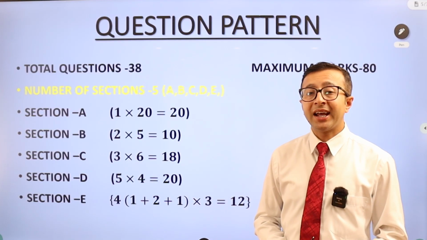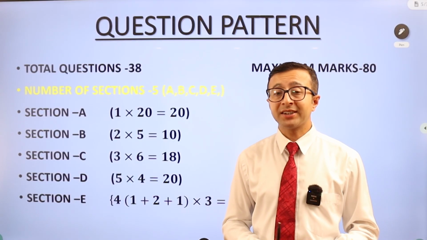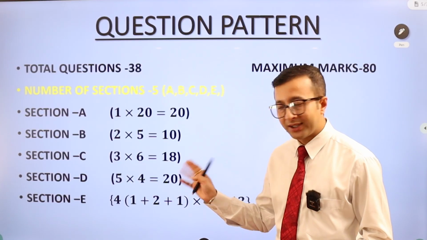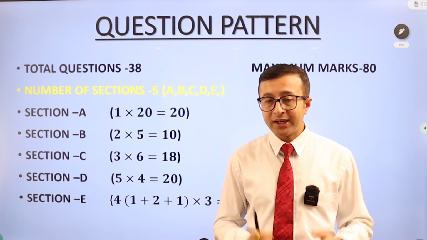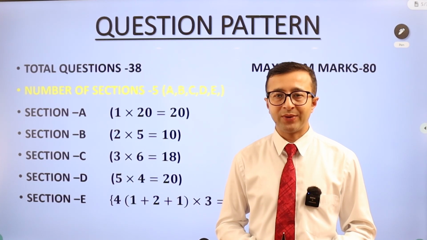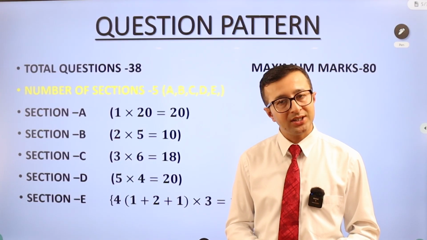Section C carries a total of 18 marks, in which each question carries 3 marks. The total number of questions will be 6. So 6 3s are 18. Now section D. In section D we have 4 questions. Each question will carry 5 marks. Altogether we will be getting 20 marks from this section D.